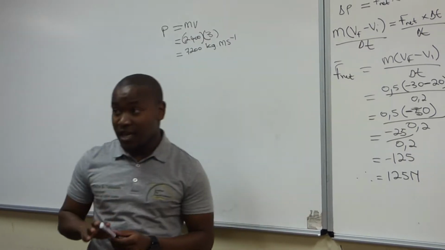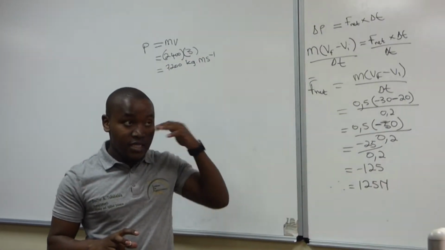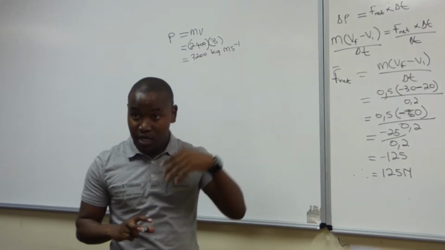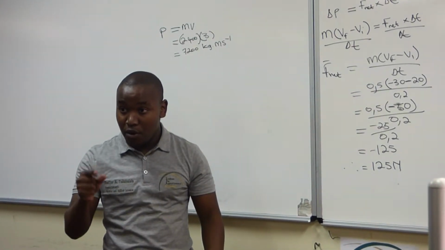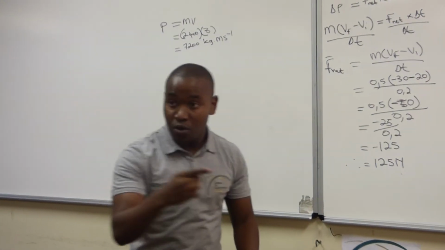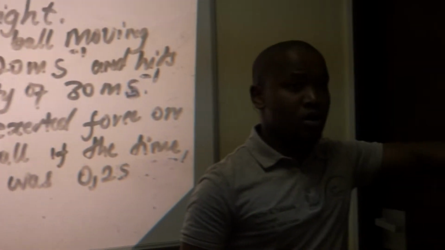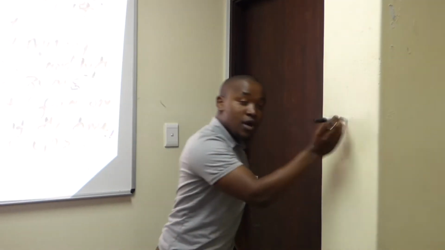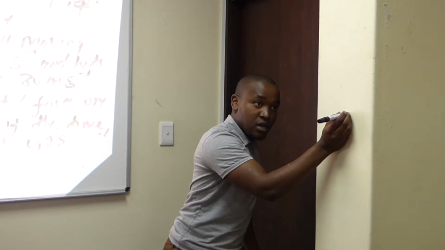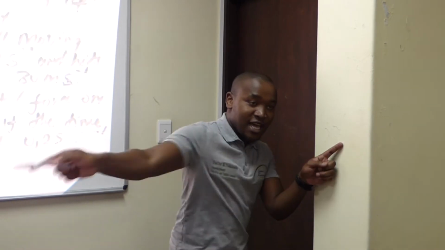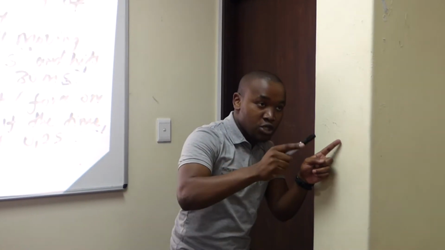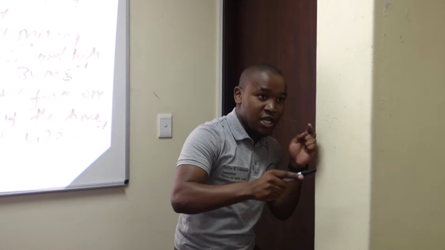Now, according to Newton 3, the ball hits the wall. Suppose this is my wall. The ball comes and hits the wall. And the force that is being applied by the tennis ball to the wall is this way. Right? Now, we said this direction is negative, right? So the wall is going to apply the force in which direction? This way.